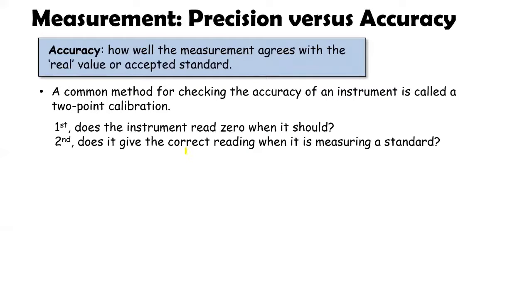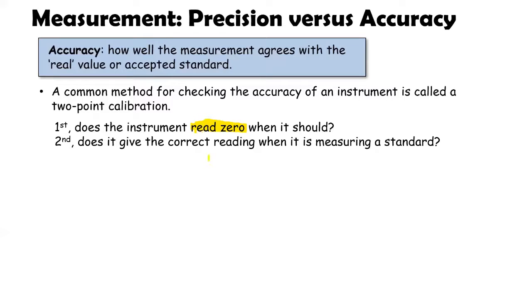The first point is, does it read 0? You often do this when you're measuring mass on a scale. Before you put the object on there, there's a button that allows you to zero out that scale. So that's the first calibration point. And then the second is if we had a standard whose mass we knew exactly, we could put that on the scale and see how closely it reads to the correct value of that standard.